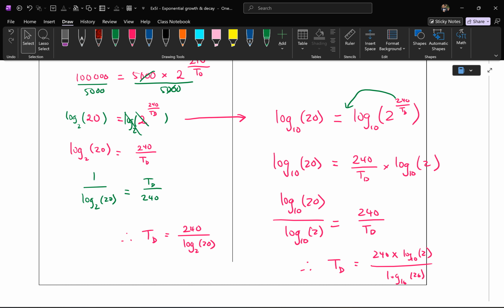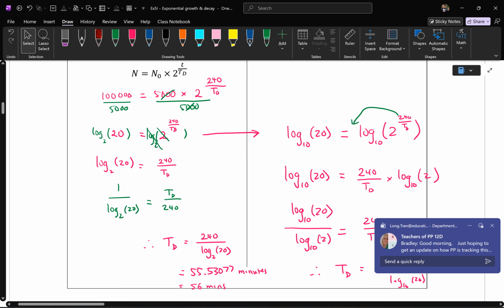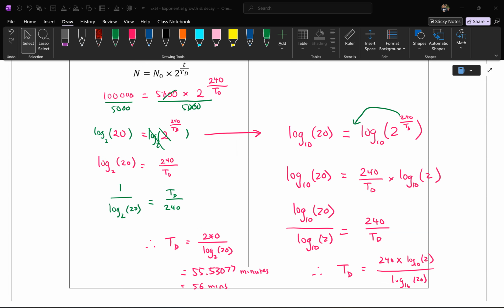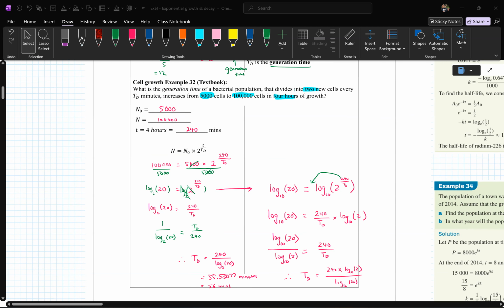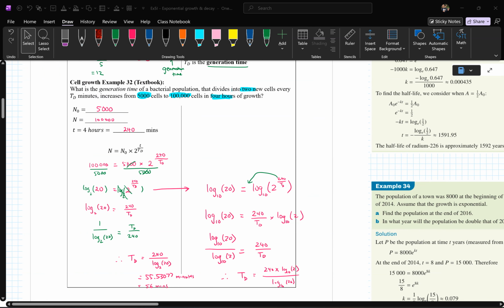I wrote down the answer before. Type in your calculator and you should get 55.53077 minutes, because you're working out the generation time, which is approximately closer to 56 minutes. So it means that the cell splits itself every 56 minutes, roughly. All right, flip over the page. So that's a typical textbook example if you're trying to understand generation time.